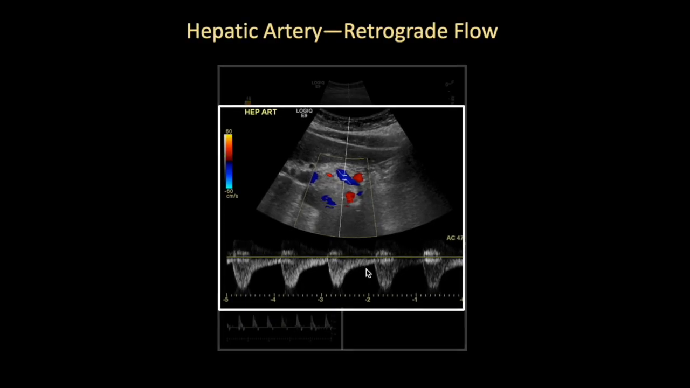Now, this is an abnormal case here where there's actually reversal of flow during systole and diastole within the hepatic artery. And this usually indicates some kind of shunting that may be going on. So this would be a good reason to maybe get a CT angiogram or an MR angiogram to be able to further assess not only the hepatic artery, but why this hepatic artery may be reversing and causing shunting.